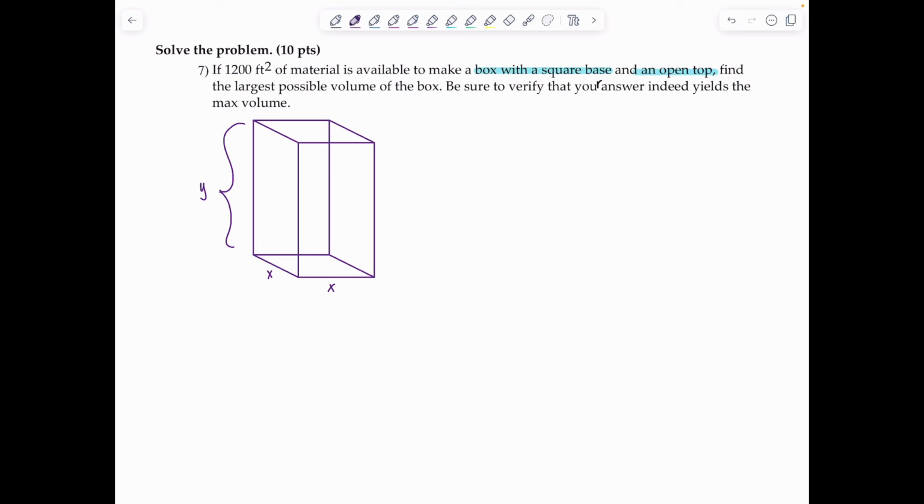And I need a function that represents the quantity we're trying to optimize. Here they said largest possible volume, so what I want to do is maximize volume. Let's write out a formula for the volume of this box. The volume would be length times width times height, so volume is x squared times y. And remember, my goal, if I'm trying to maximize or optimize this quantity, is to find its derivative, critical values, and then determine the absolute max.